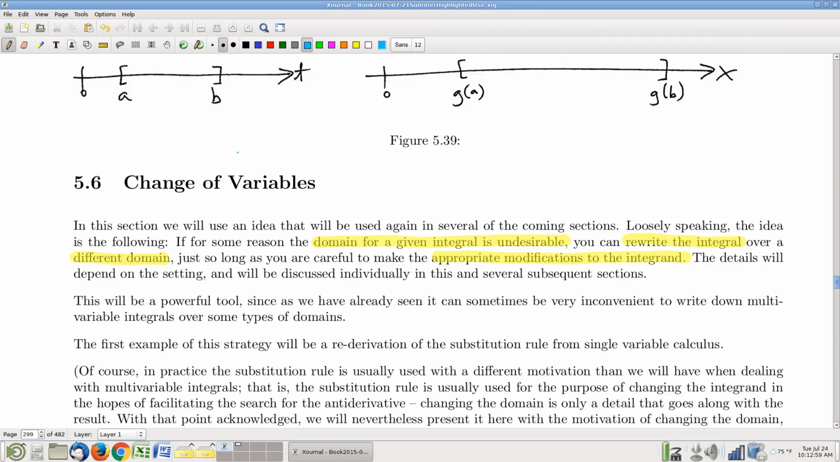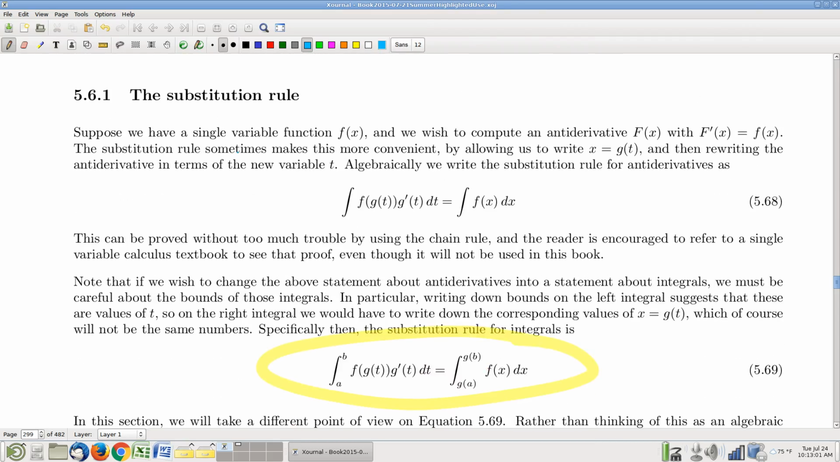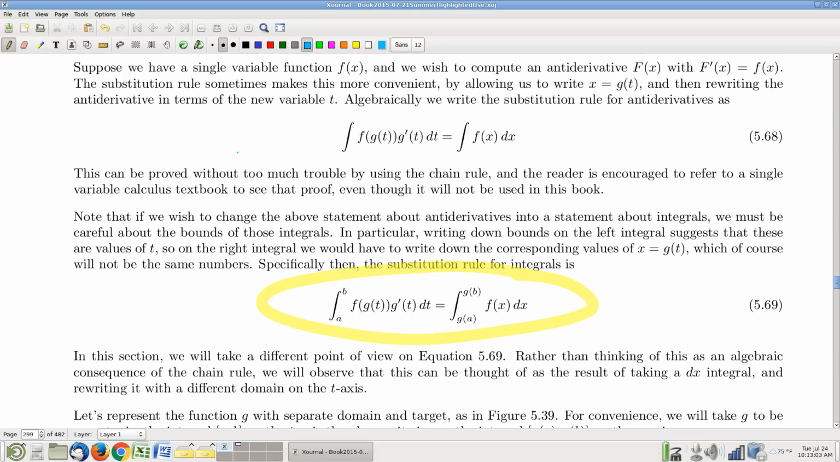Okay. So, change of variables. This is a really powerful technique for computing integrals. In some sense, we already know how to compute integrals. If you have a double integral or a triple integral, you rewrite it as a nested integral, and then you crank out the fundamental theorem of calculus. And we've seen that sometimes that's a huge pain. Sometimes this is highly undesirable.